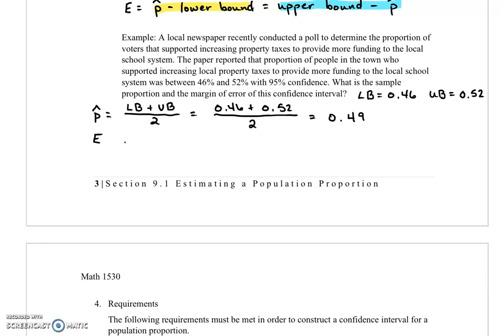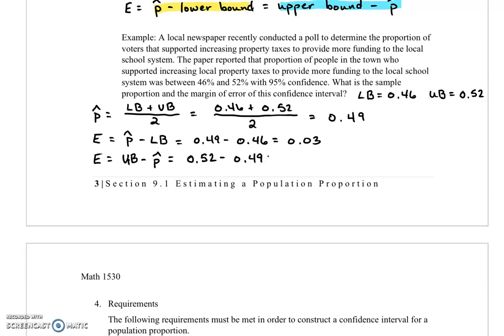To find the error, and I'm going to check both ways, we have p hat minus lower bound, which is 0.49 minus 0.46, or 0.03. And just to check that we got our p hat right, we will do the upper bound minus p hat, which should be the same 0.03. So 0.52 minus 0.49 does indeed give me 0.03.